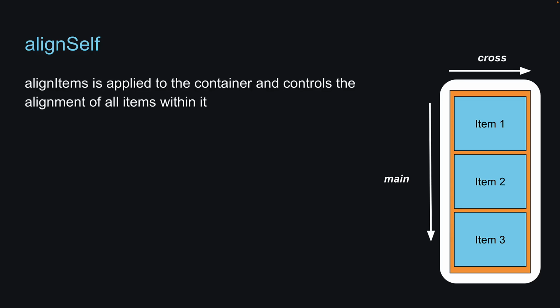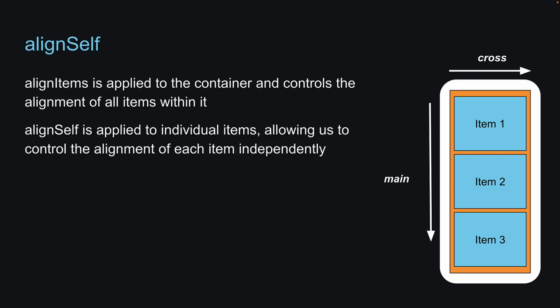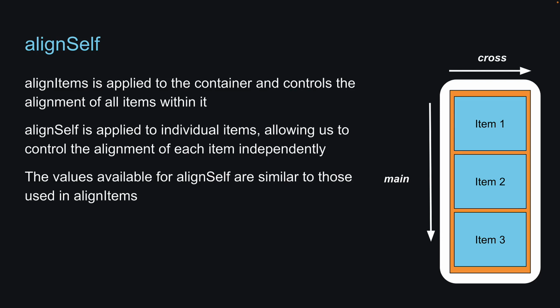Unlike align-items, which is applied to the container and controls the alignment of all items within it, align-self is applied to individual items, allowing us to control the alignment of each item independently. The values available for align-self are similar to those used in align-items. Let's dive into VS Code to understand more.